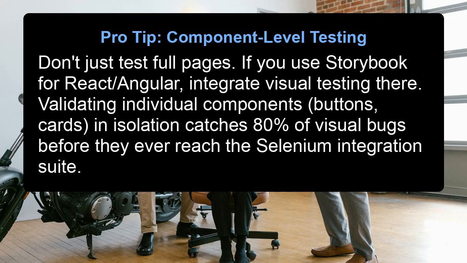Pro tip, component-level testing. Do not just test full pages. If you use Storybook for React or Angular, integrate visual testing there. Validating individual components, buttons, cards, in isolation catches 80% of visual bugs before they ever reach the Selenium integration suite.